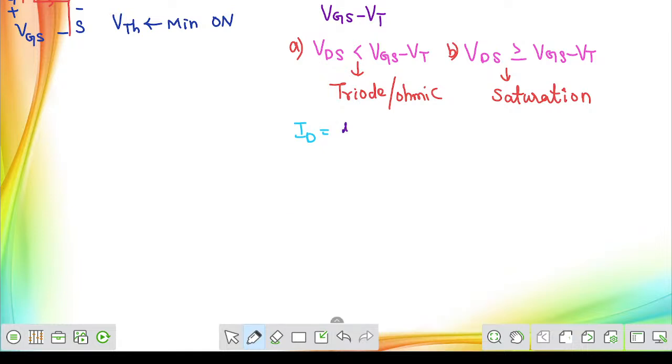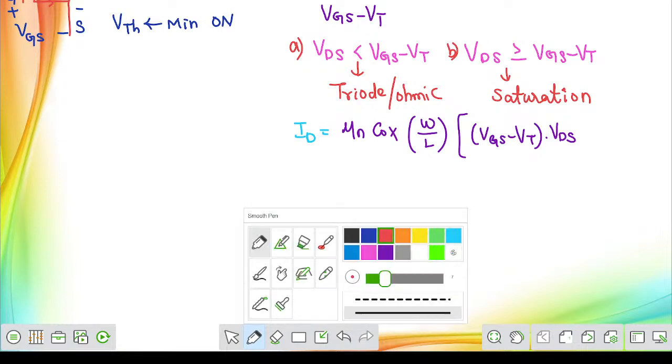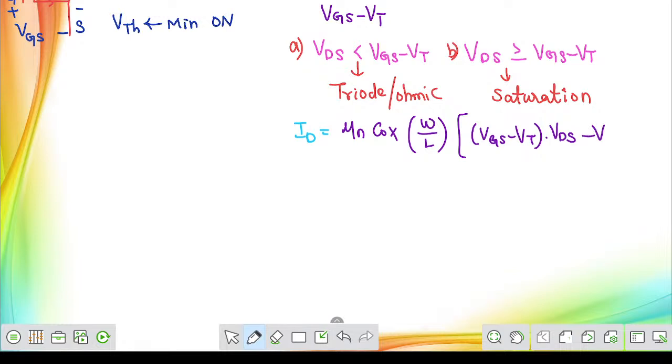The drain current is going to be, the general formula is mu n C ox W by L into, in bracket, VGS minus VT into VDS minus VDS square by 2. Sorry, one second. Yes, VDS minus VDS square by 2 is the correct relation. This is the standard formula that we are going to use to calculate the value of drain current.